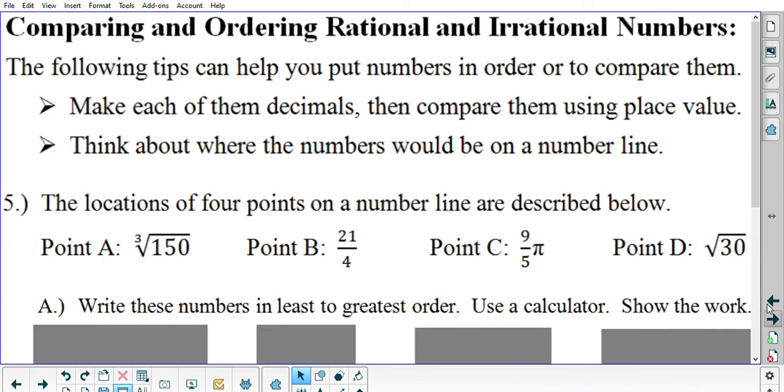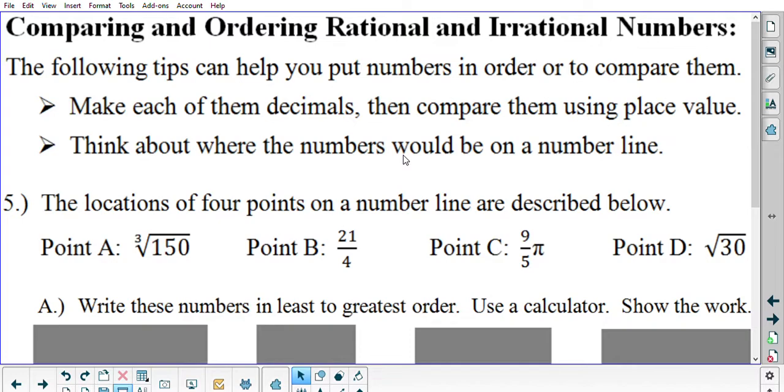All right, moving on. Comparing and ordering rational and irrational numbers. The following tips can help you put numbers in order or to compare them. First tip, make each of them decimals, then compare them using place value like tenths, hundredths, thousandths. Next tip, think about where the numbers would be on a number line.